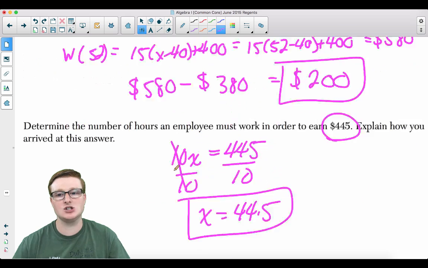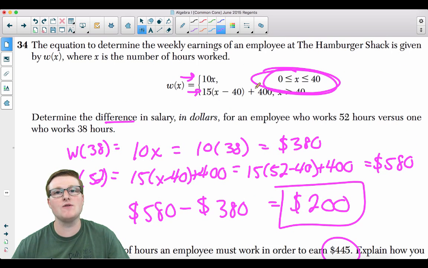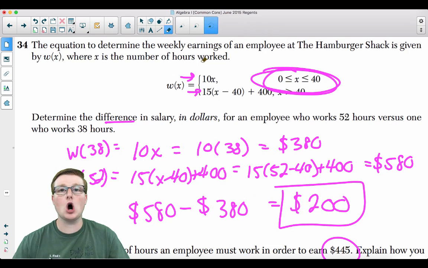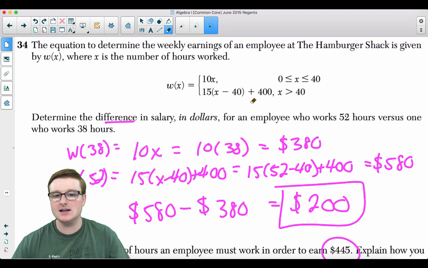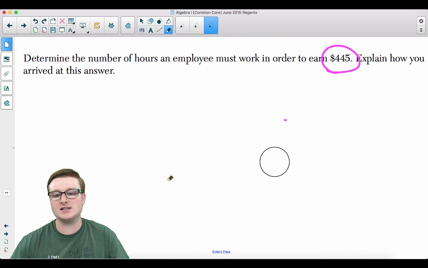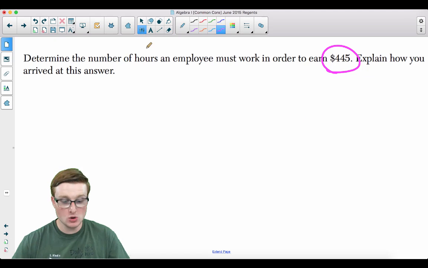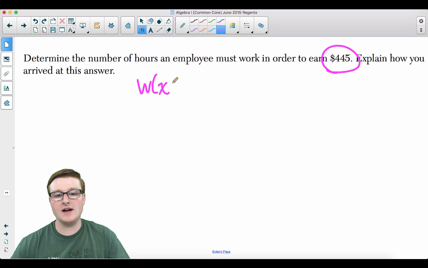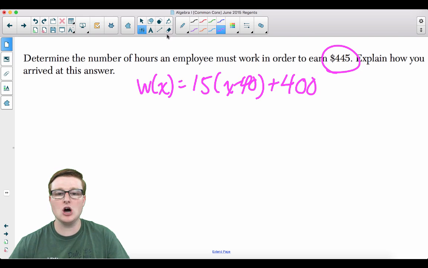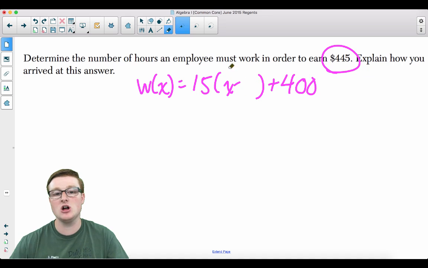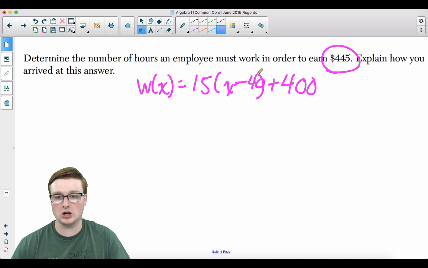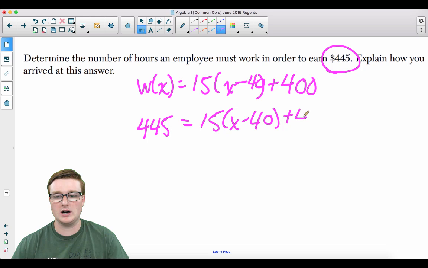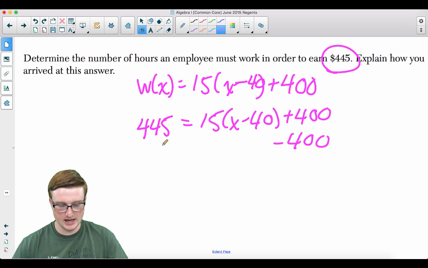Look at the value of x, ladies and gentlemen. It lies outside of the domain. So that means that you are not allowed to use 10x for this question. You are forced to use W of x is equal to 15 times x minus 40 plus 400. There's no other option. You have to use this equation or else you are going to get the answer wrong. So, put in 445, set it equal to 15 times x minus 40 plus 400. We're going to subtract the 400 on both sides.